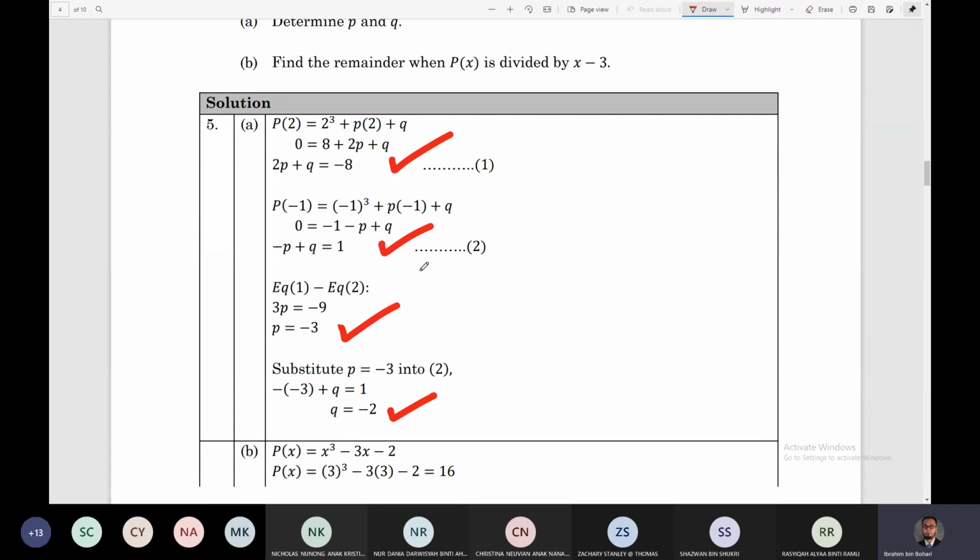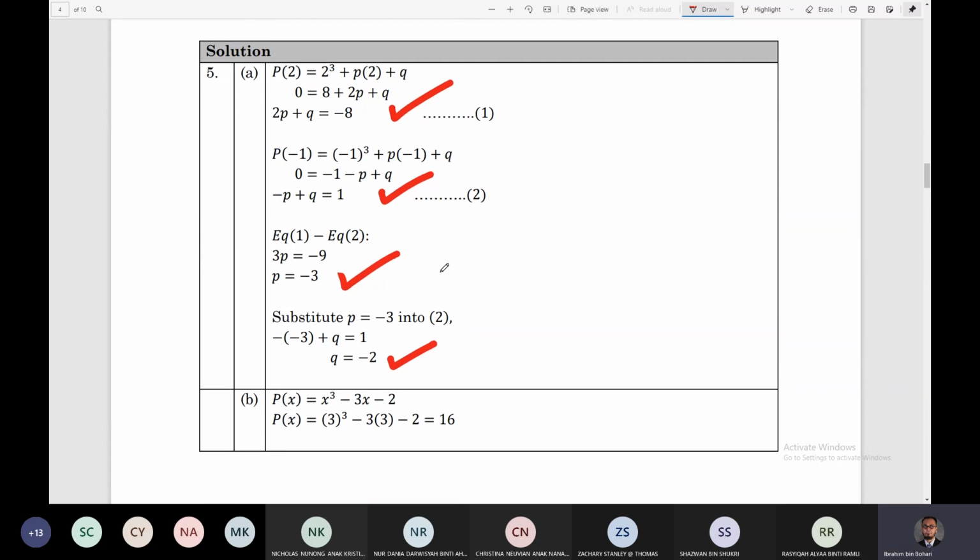Okay, and then the question B, find P(x). This one equals 16. Check calculator.